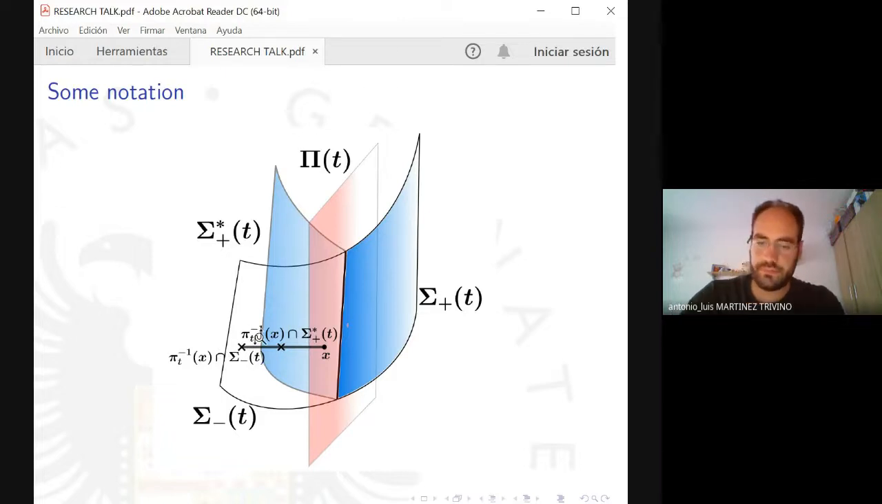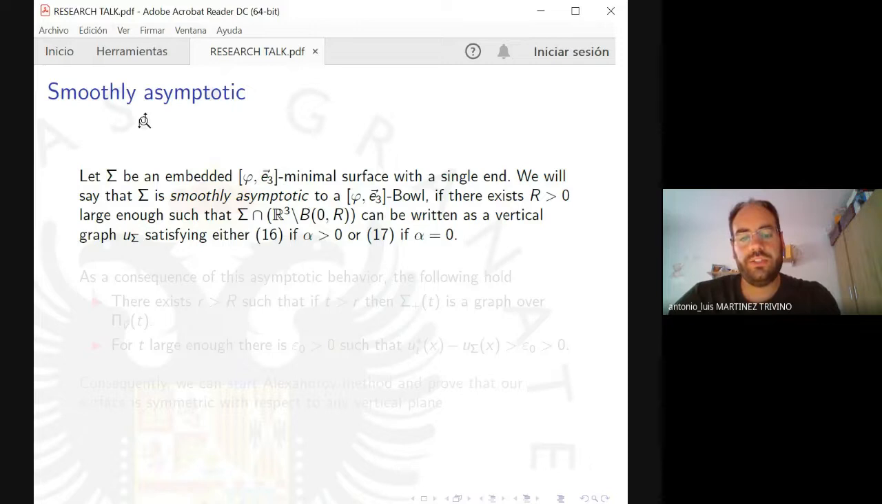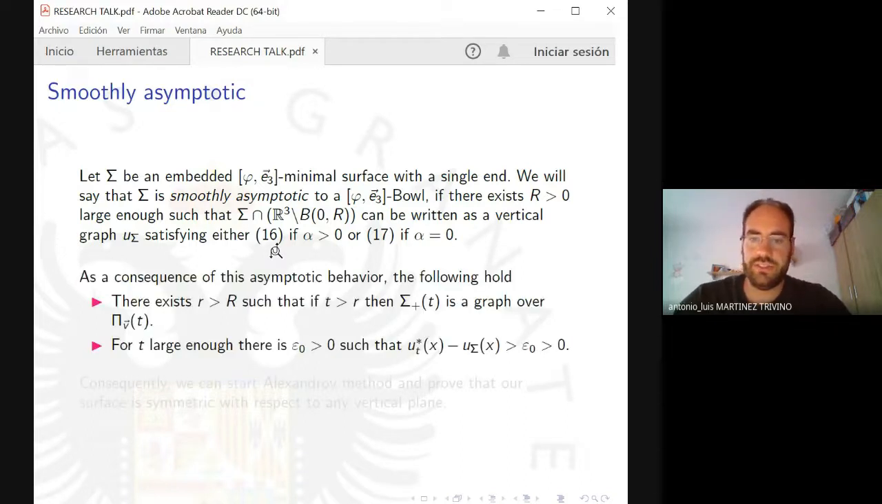Okay. With this notation, we introduce the definition of smoothly asymptotic. Let sigma be an embedded phi3 minimal surface with a single end. We will say that sigma is smoothly asymptotic to a phi3 ball if there exists a radius r large enough such that the surface outside a Euclidean ball centered at the origin with radius r can be written as a vertical graph satisfying the previous asymptotic behaviors.